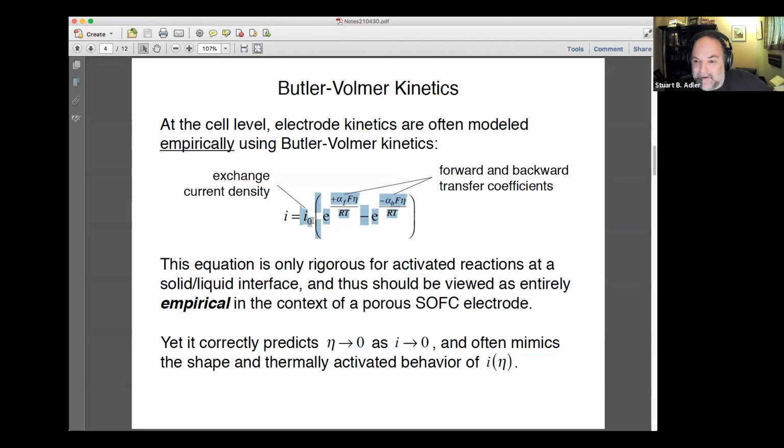To first approximation, many people will assume that I0 is not a function of eta. As long as you're not making eta go crazy to some ridiculously high level, we think about I0 as being a constant. The other parameters have to do with how easy it is to activate these reactions. Alpha F is a number of order unity, and it's considered a constant. It's usually of order 1, it might be a half, that kind of order of magnitude.